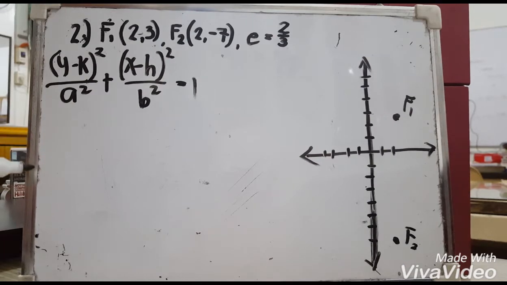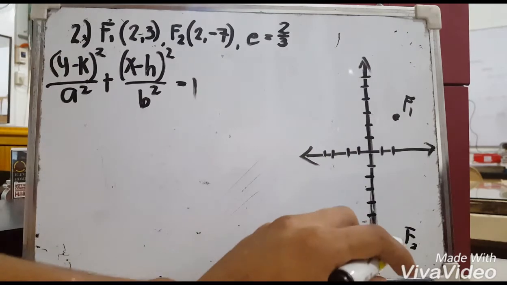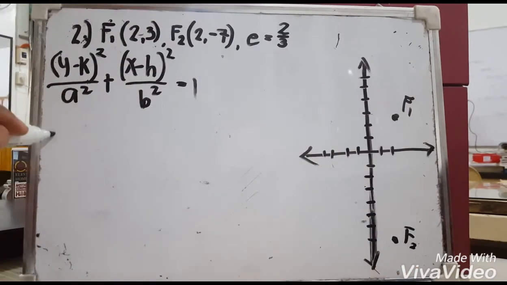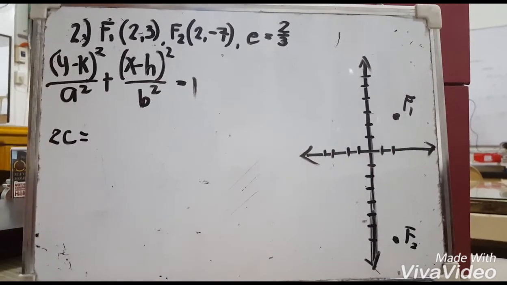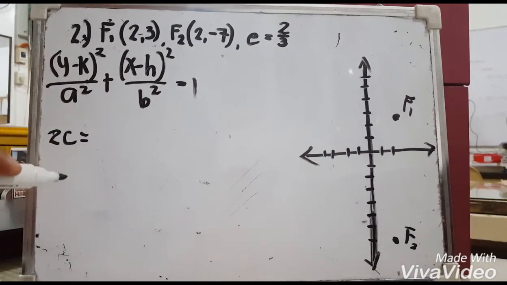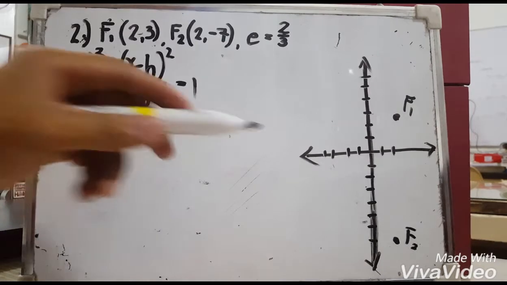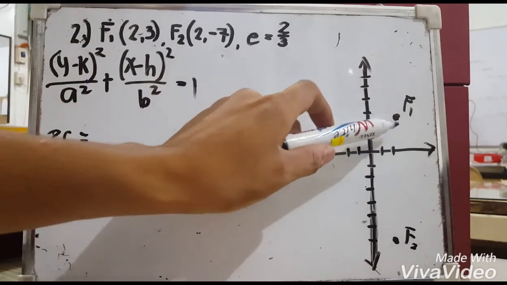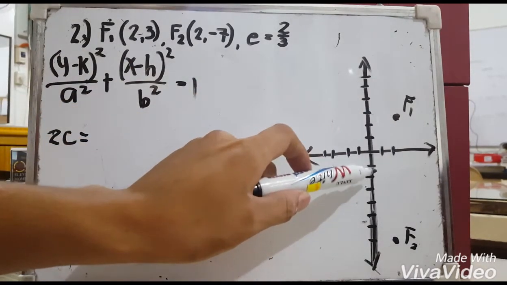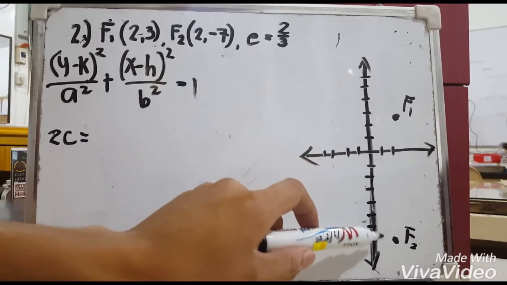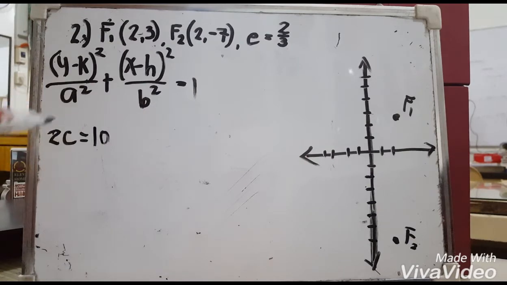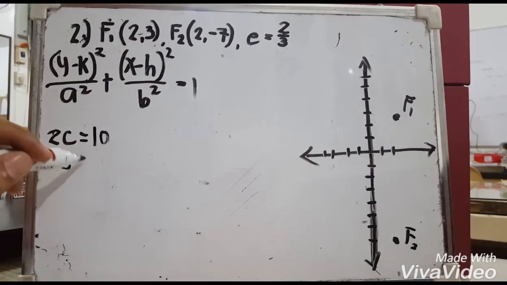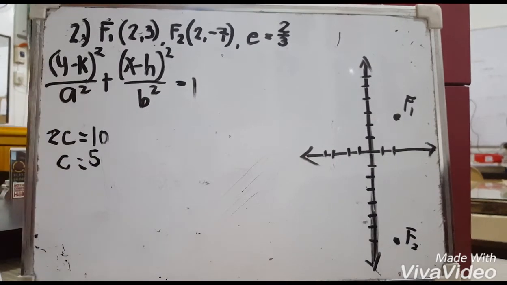Now, as I have mentioned a while ago, the distance between the foci F1 and F2 is given by the formula 2c. In order to find 2c, we just have to count from F1 to F2. So, we have 1, 2, 3, 4, 5, 6, 7, 8, 9, and 10. So, 2c will be equal to 10. Thus, c is equal to 5.